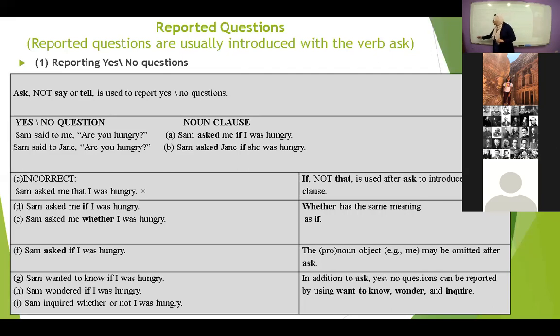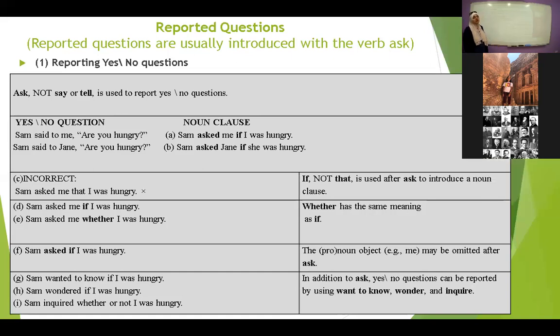Look at this sentence. Sam wanted to know if I was hungry. "Wanted to know" has the same meaning as "asked." You can also use "Sam wondered if I was hungry." "Wondered" has the same meaning as "asked." Sam inquired whether or not I was hungry. It's another technique to report questions. These are correct. If you don't want to use "asked" all the time, you can change the verb and use "wanted to know," "wondered," "inquired whether or not."